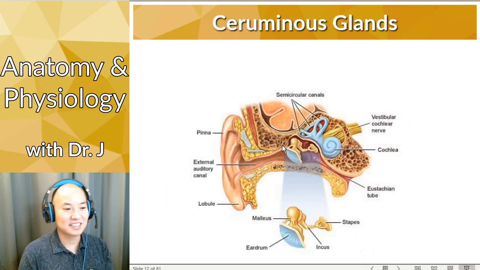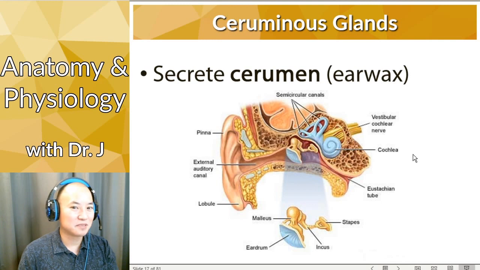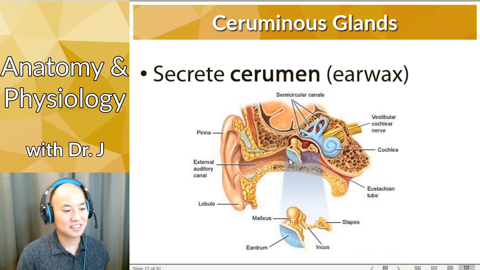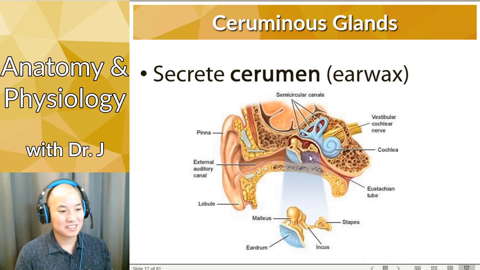Now, ceruminous glands, these are specialized as well. Why are they special? They're only found in the ear. So what is cerumen? Cerumen is just the medical term for earwax. So again, earwax building up over here. And the cool thing about earwax, I'll cover in the next slide.